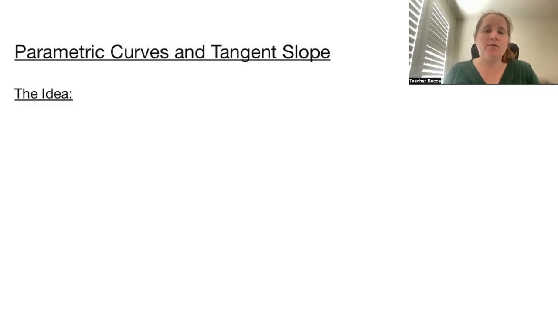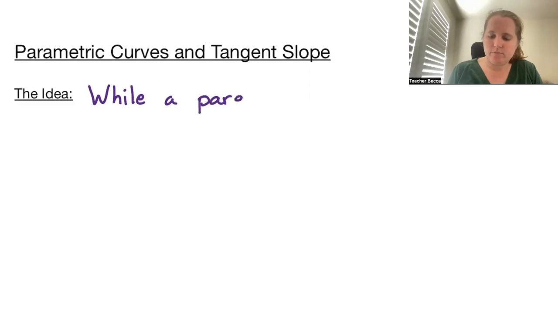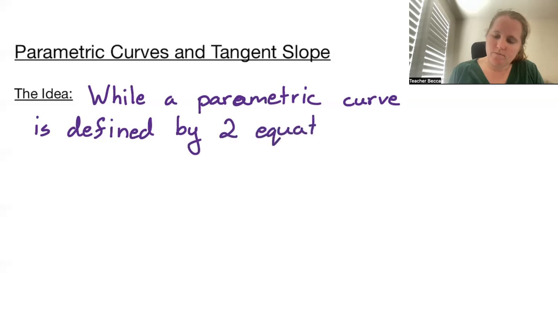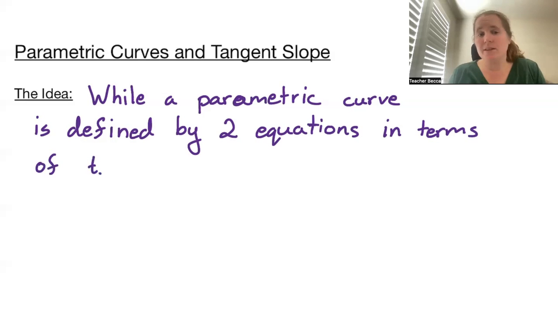Welcome to parametric curves and tangent slope. So the general idea here is while a parametric curve is defined by the two equations, both in terms of t, ultimately, the curve itself is just a curve in the xy plane.